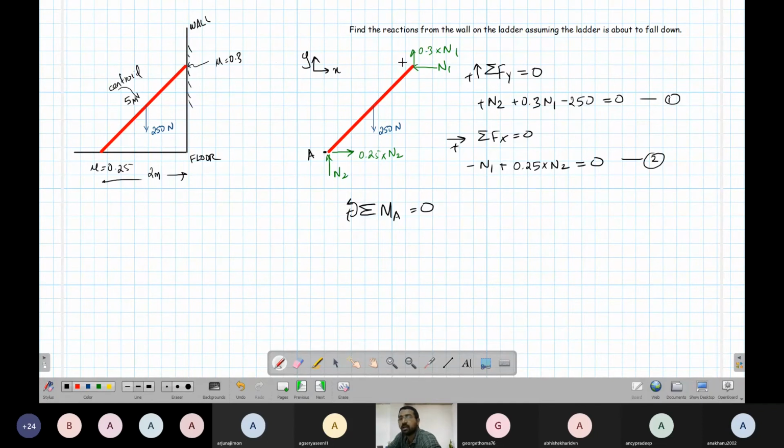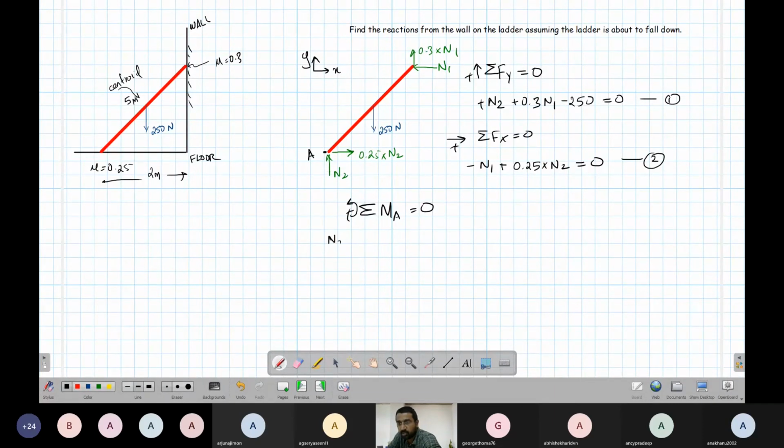It is in rotational equilibrium. It is not rotating, it is just about to rotate, so all the moments should be balancing each other. Now N2 and 0.25 N2 are both passing through this point.